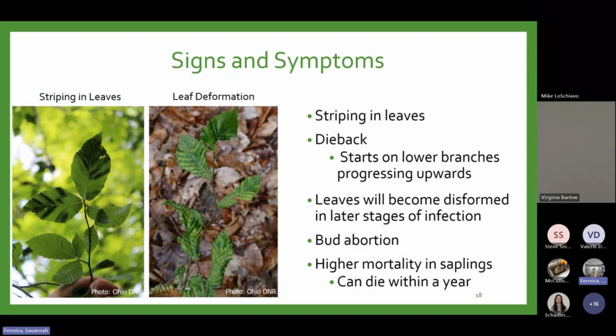Over time, infestations can lead to mortality, which is going to happen to all age classes. Mortality is typically observed within 2 to 7 years, but can be much more common in smaller trees and trees with other stressors, such as beech bark disease.